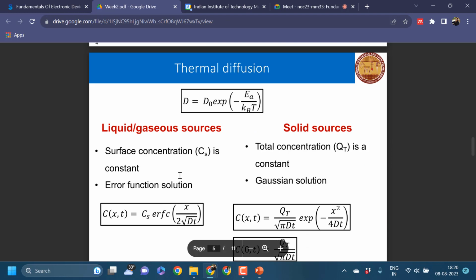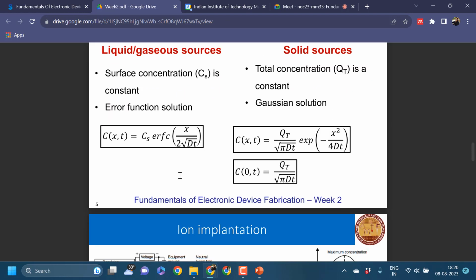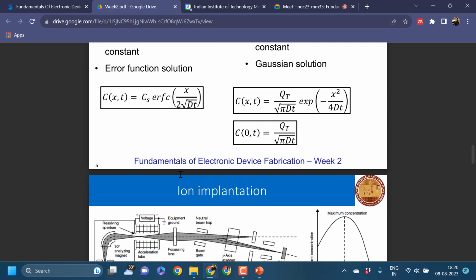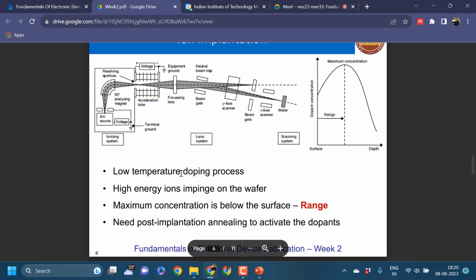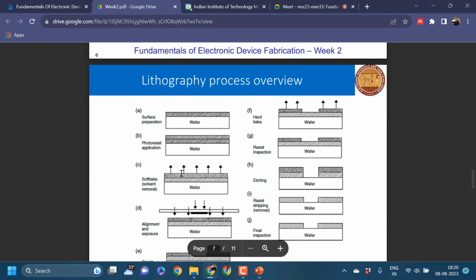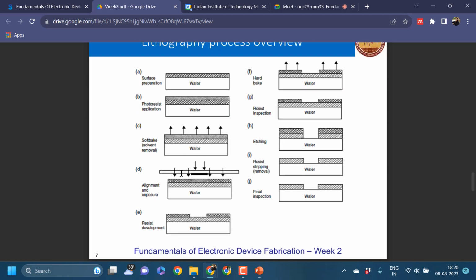Now, anything else related to dopants from last week? I think not. Yeah. So the final thing that we had seen last week was lithography, right? So what is meant by lithography? Anybody?